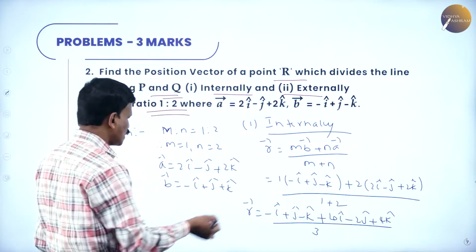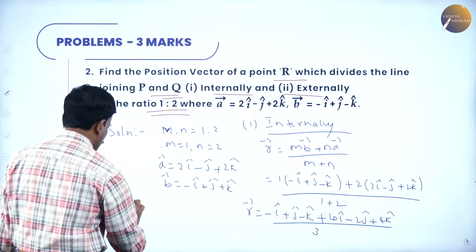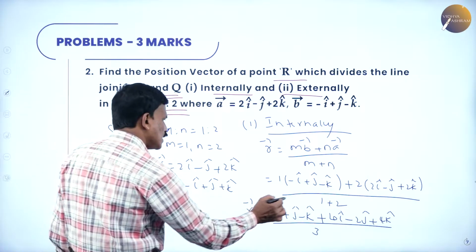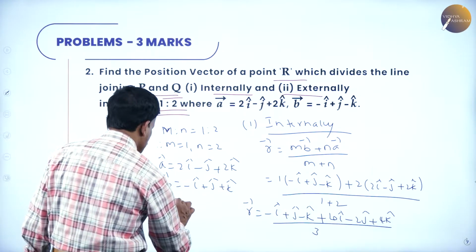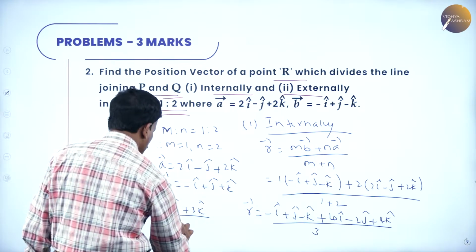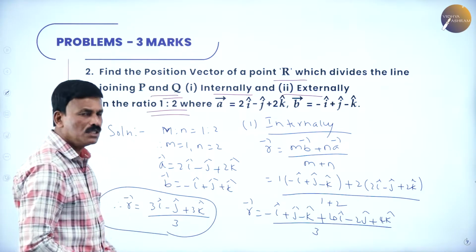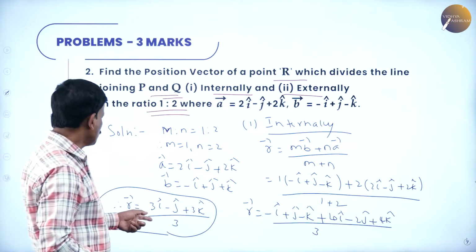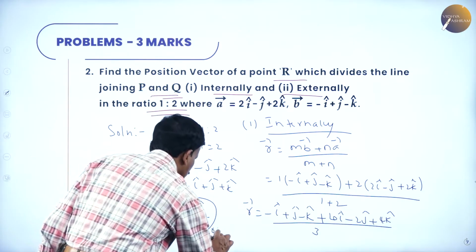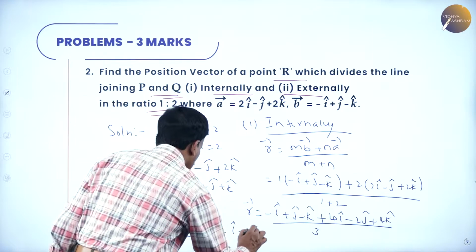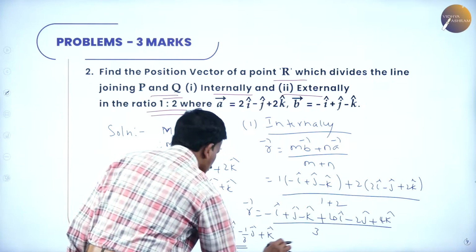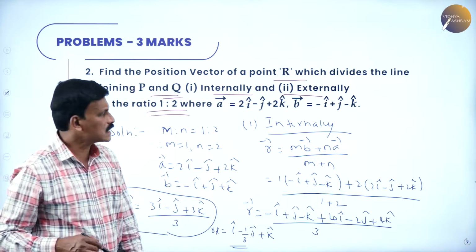So I can write this in the next line, or I will write here itself. Therefore vector r is equal to 4i minus i is 3i, again minus 2j plus j is minus j, and 4k minus k is plus 3k divided by 3. This is the internal division. So if you want, you can write divided by 3, 3 by 3 i minus 1 by 3 j plus k, or this is equal to i cap minus 1 over 3 times j cap plus k cap. That's it. Now let us come to the external division.